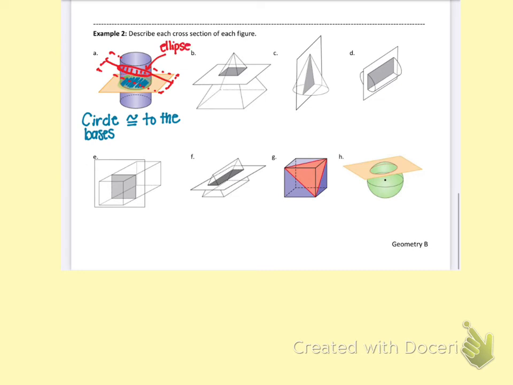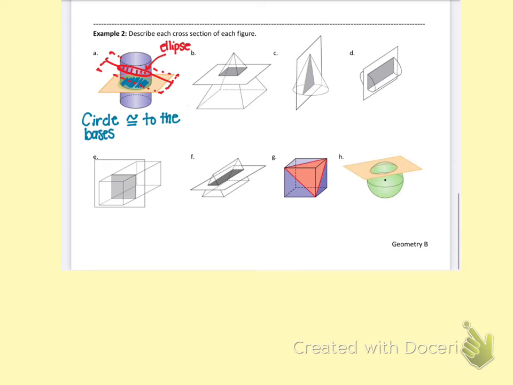Or let's say it cut down here towards the bottom of the base like that, and went in through like that. It might hit this side right here, and then maybe a point here on the back side and here like that, and then it might create something like that. So that would be like a parabola. So depending on what angle it's coming in through the figure, the cross section could be different shapes, okay?